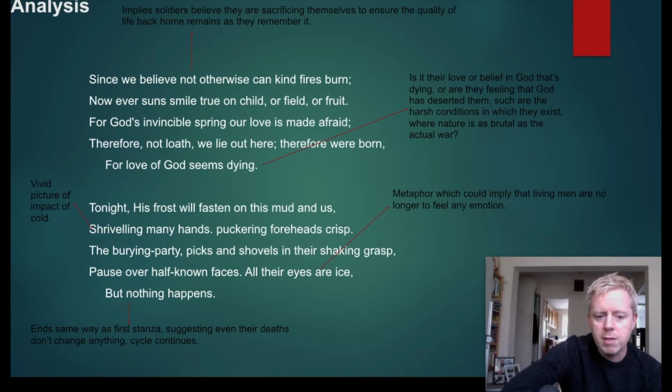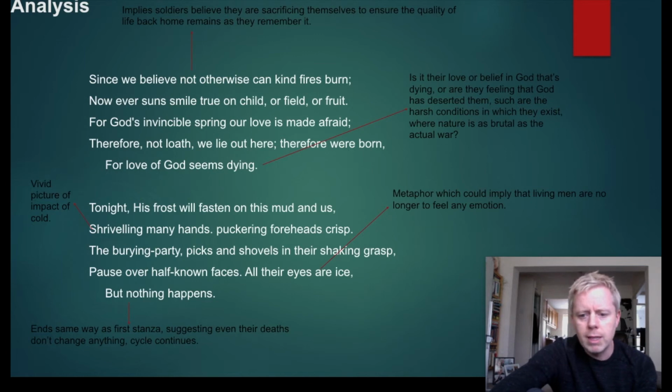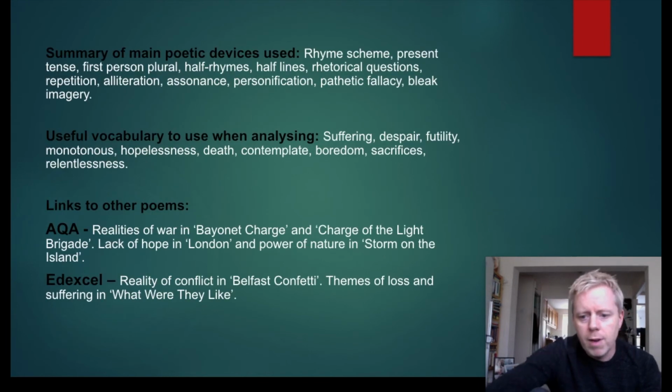It ends the same way as the first stanza and another third one, I think, suggesting even their deaths don't change. The cycle continues. So when it talks about the structure and the ideas developing throughout the poem, well, they don't develop. They pretty much conclude as they started. Nothing happens. The relentless nature of war, the relentless nature of the harsh conditions under which these poor soldiers had to survive, live.